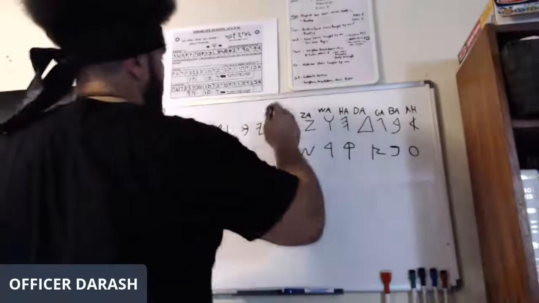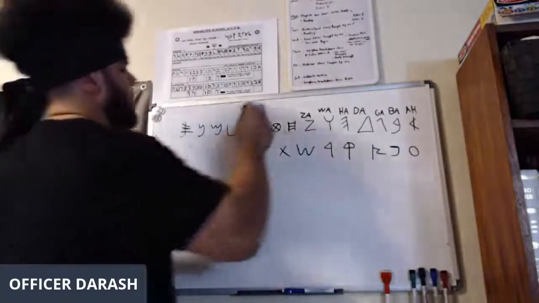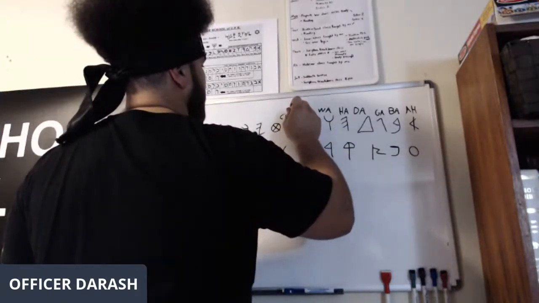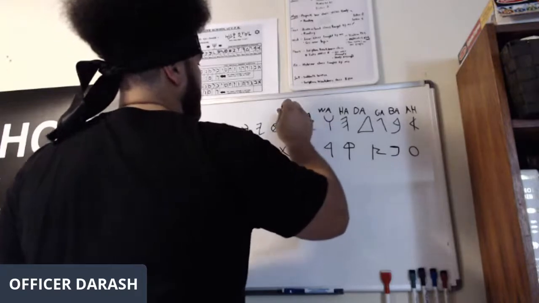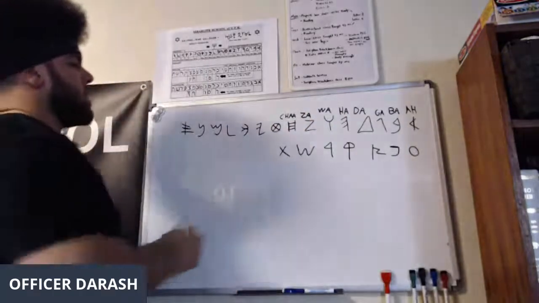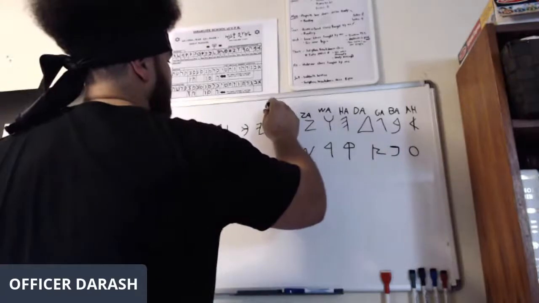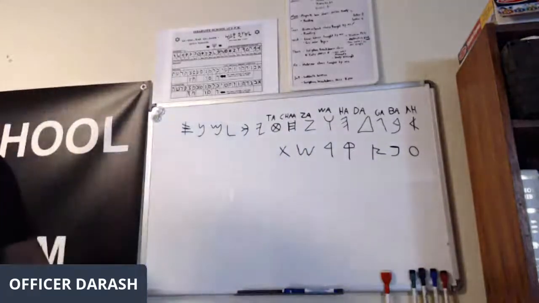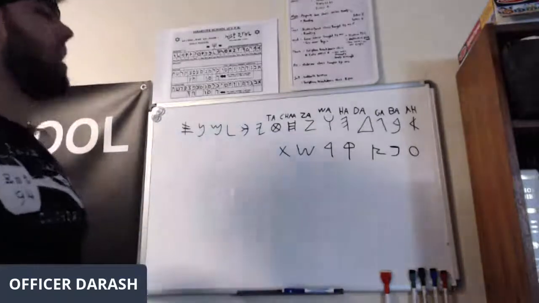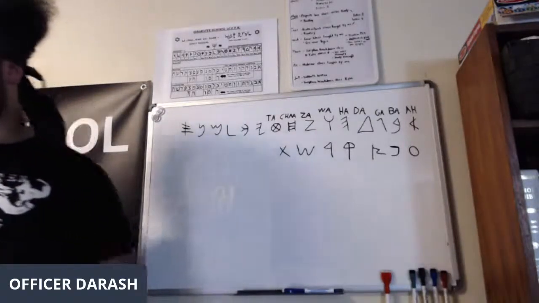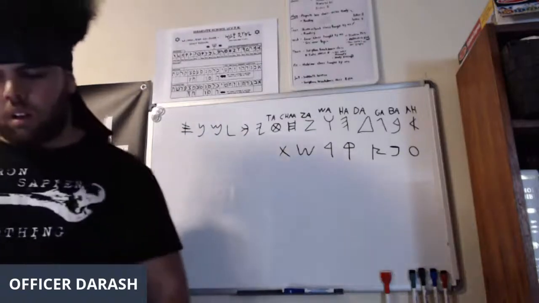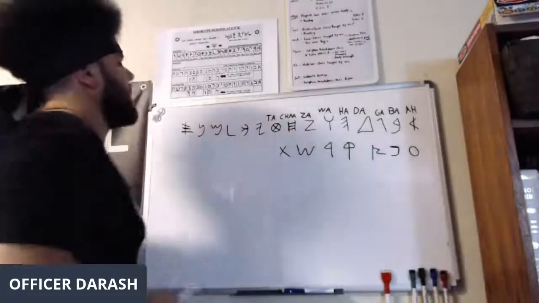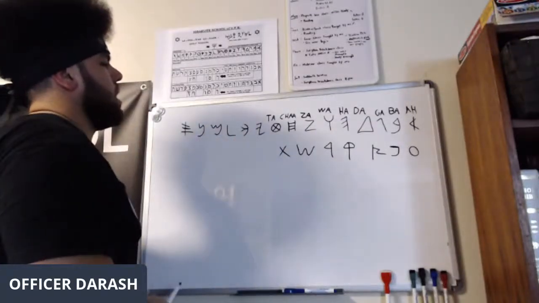Next would be ka. Now not ka with the K, but ka with the CHAA. Next is ta. The ka is kama. That's how you fully pronounce that character, kama. Next is tana.